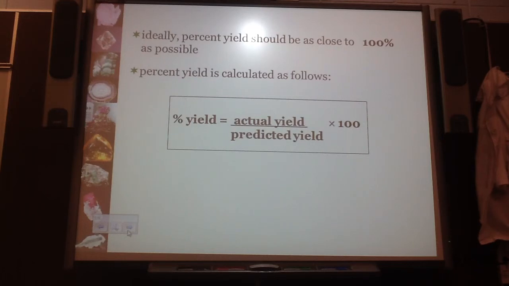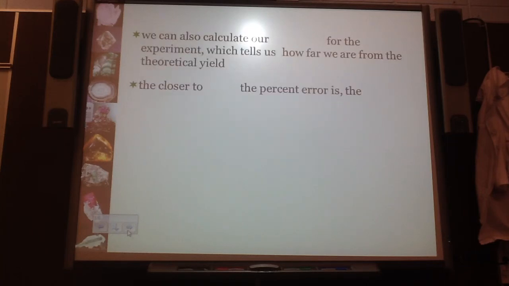So think about yield, like a yield of a crop, right? It's a measure of how much you made versus how much you planted. Okay? You're familiar with that type of lingo, so use that to help remember. So we can also calculate our percent error. This is something different. Percent error is something different for the experiment, which tells us how far we are from the theoretical yield. The closer to 0% error is, the better the experiment.